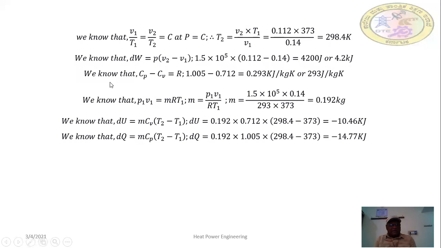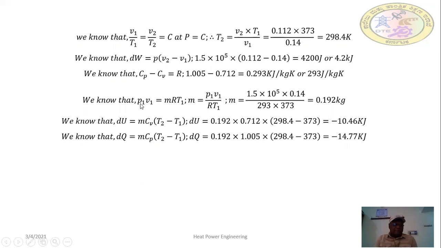Next, here we know this relation. We did derive the equation, how Cp minus Cv is equal to R. By making use of this information, you may calculate the gas constant. Cp is given and Cv is given. After subtracting the Cv from Cp, you are getting 0.293 kilojoules per kg Kelvin. Then it is 293 joules per kg Kelvin.